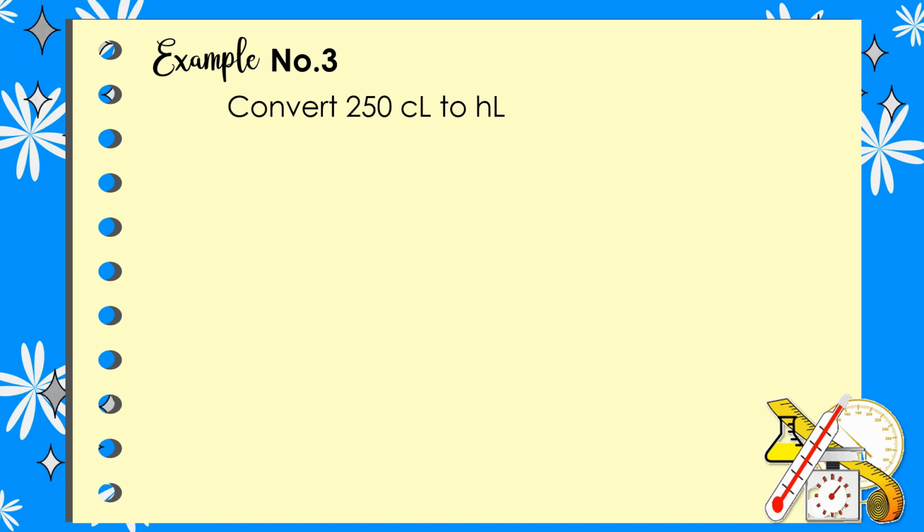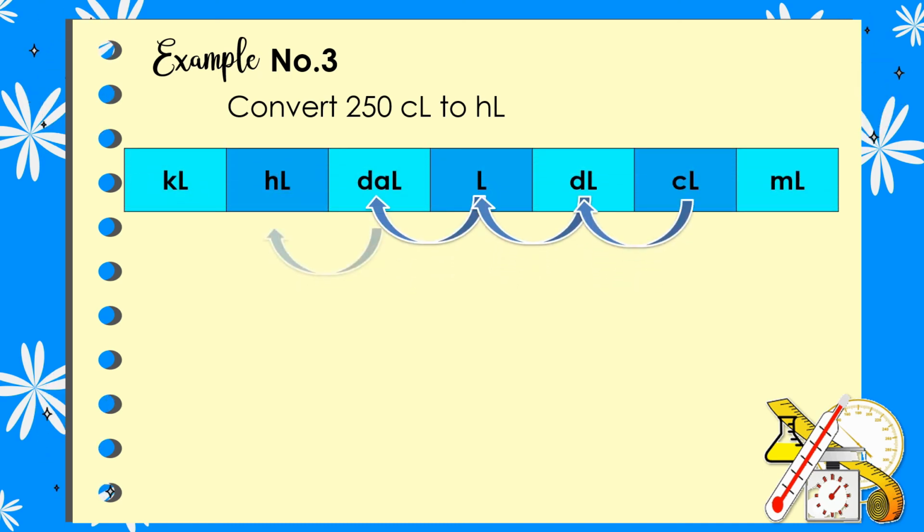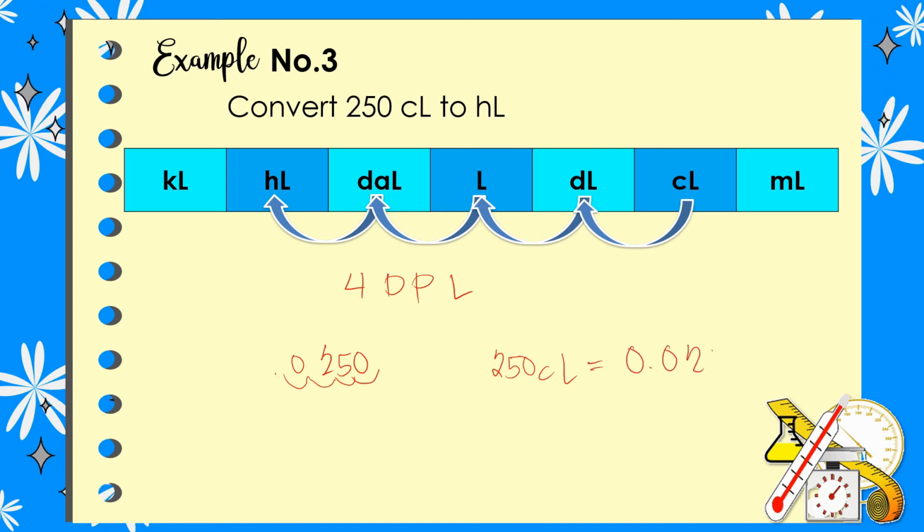Convert 250 centiliter to hectoliter. So, yung difference nila sa isa't isa ay 4 decimal places ang katumbas. So, that would be 4 decimal places going to the left. So, convert na natin. So, 1, 2, 3, kulang ng isa. Kaya magdadagdag tayo ng isang 0. So, yung 250 centiliter ay katumbas ng 0.025 hectoliter.